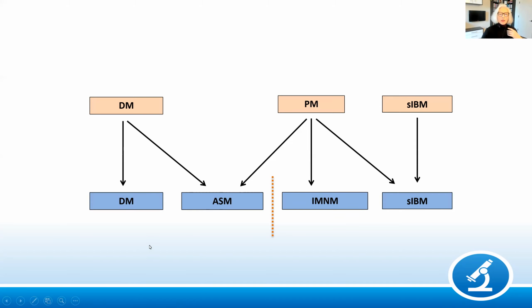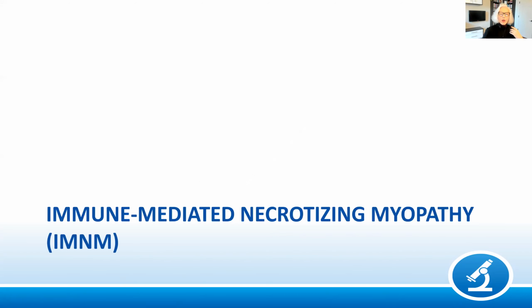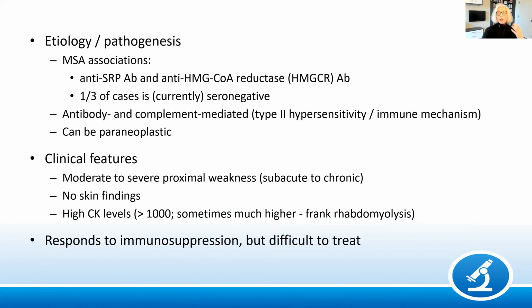So I'm going to start this lecture with these categories on the right because they're a little bit more straightforward actually, and then we're going to end with these two categories on the left because they're more complicated. We're going to start with immune-mediated necrotizing myopathy, the category that, as I said, didn't even exist on the books until 10 years ago or so.